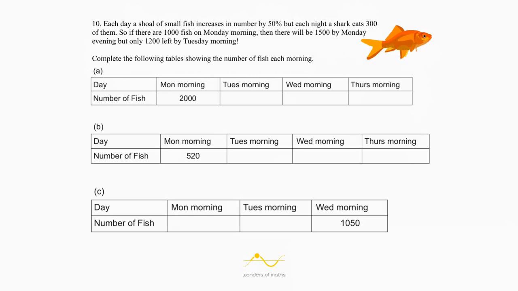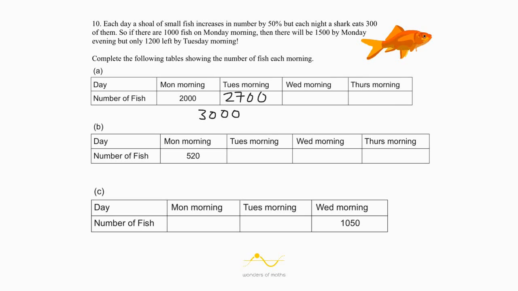On Monday morning, we have 2,000 fish. During the day, this increases by 50%, and to do this, we need to halve 2,000 to get 1,000, and then add this back on to 2,000. So by Monday evening, we have 3,000 fish. We lose 300 during the night, so on Tuesday morning, we actually have 2,700 fish.